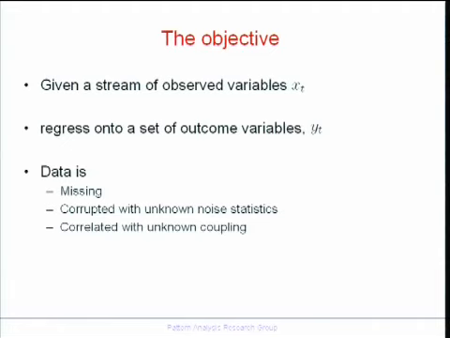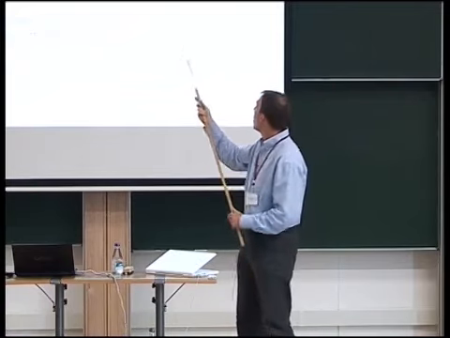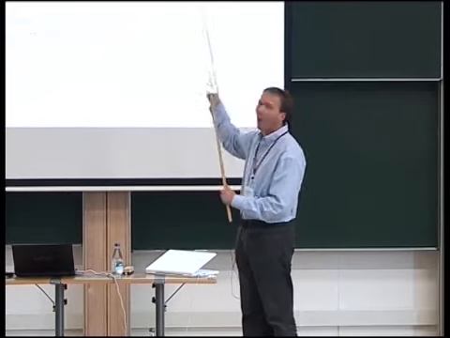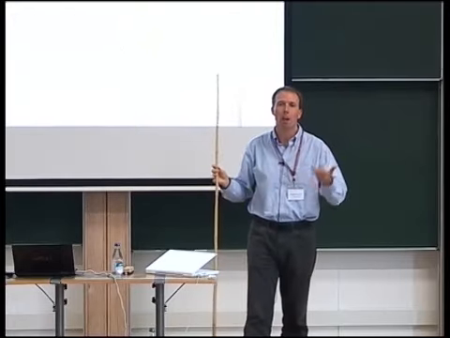So our objective in all of these things is a prediction or filtering problem. We're given a stream of observed variables up to some time t, and we want to regress onto a set of outcome variables y at time t. In the examples I'm going to show you, that outcome variable is the future time course of the observables. In other words, y at t is, for example, x of t plus h, where h is a time horizon.